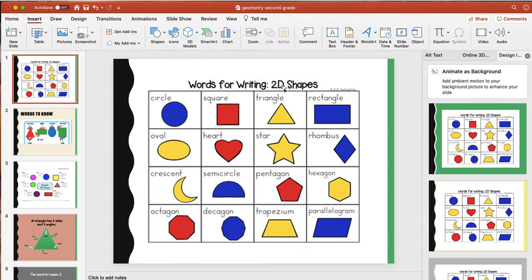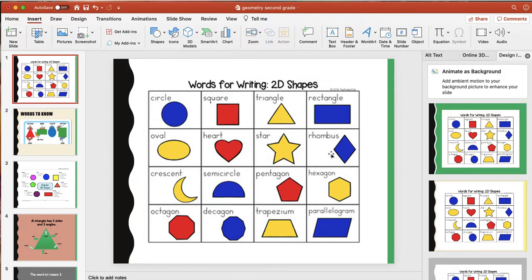So, two-dimensional shapes are flat shapes. They're flat. That's something that you'd want to remember. Two-dimensional is flat. So we have a circle that doesn't have any sides. It's curved. We have a square that has 4 sides, a triangle that has 3 sides, a rectangle that has 4 sides, an oval that kind of looks like a circle, but it's a little bit longer in length. Then we have a heart, we have a star.